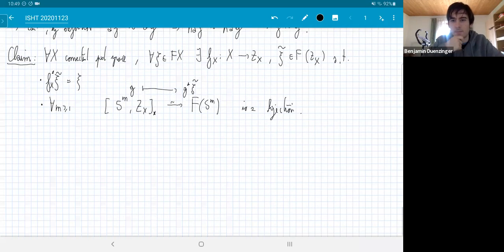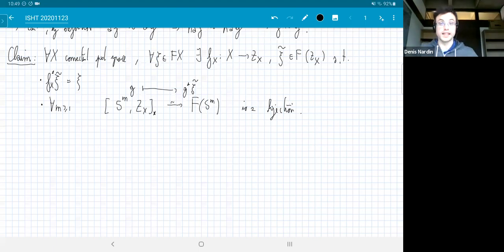Okay. So we're going back to having to prove the claim. So we have a connected pointed space and a class there, and we want the universal guide giving you a bijection on homotopy groups, so to say, that lifts our class. Okay. So, what's the first thing we can do?